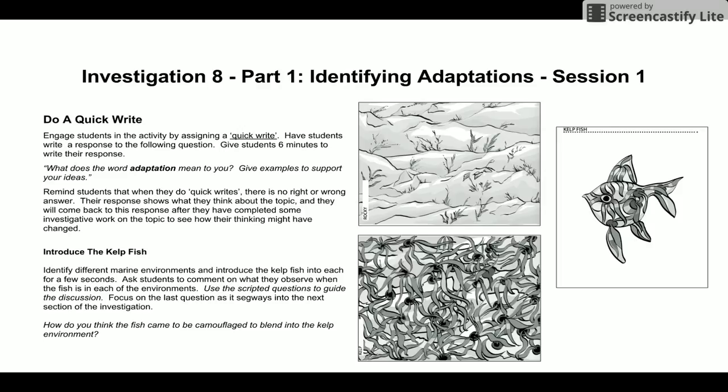Next, identify different marine environments and introduce the kelpfish into each for a few seconds. Ask students to comment on what they observed when the fish is in each environment. Use the scripted questions to guide the discussion, focusing on the last question as it segues into the next section of the investigation.